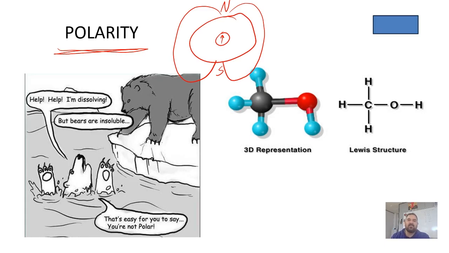With regard to chemistry, what does that mean? Let me give you all an example. Here's HCl, hydrochloric acid. The hydrogen is going to be our positive side. The chlorine is going to be our negative side.